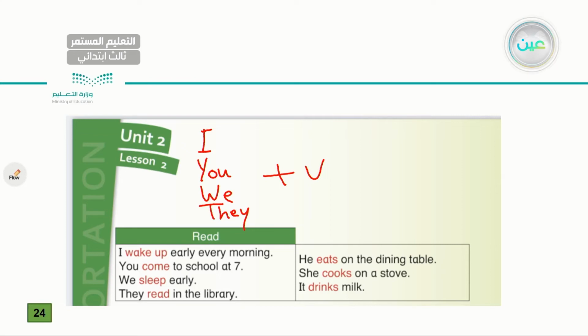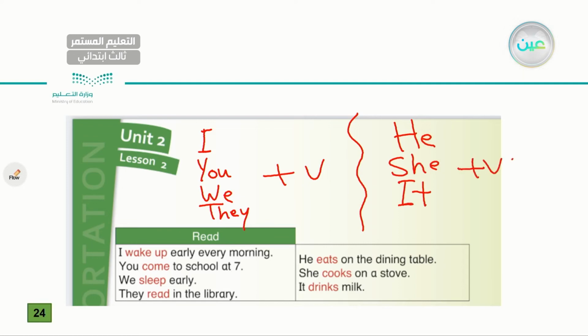He eats on the dining table. She cooks on a stove. It drinks milk. Here I have he, I have she, and I have the last pronoun it. And they are followed by a verb and an S or perhaps ES. Let's read the sentences one more time.